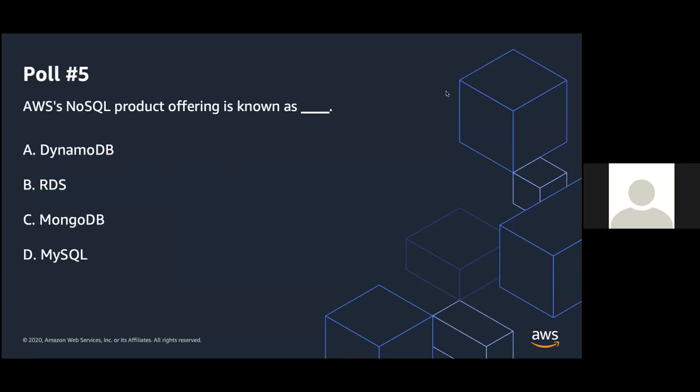So the next one is poll 5. All right, so AWS's NoSQL product offering is known as what? A DynamoDB, RDS, MongoDB, or MySQL? Wow, a lot of you are answering the right one. It's DynamoDB. That's excellent, 97%. I'll end the poll. Looks like everybody knows this one.